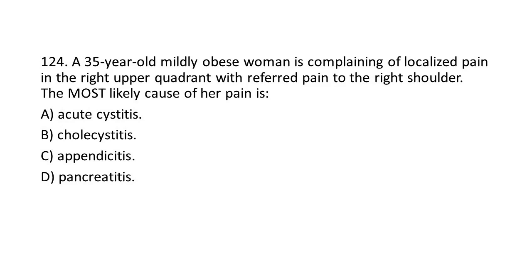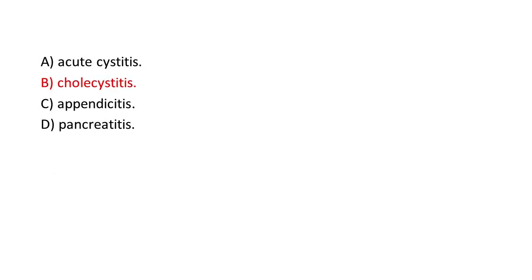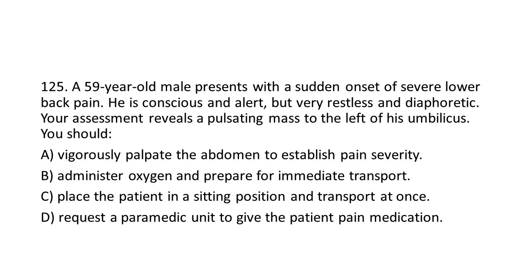124. A 35-year-old mildly obese woman is complaining of localized pain in the right upper quadrant with referred pain to the right shoulder. The most likely cause of her pain is: A. Acute cystitis. B. Cholecystitis. C. Appendicitis. D. Pancreatitis. The answer is B. Cholecystitis.